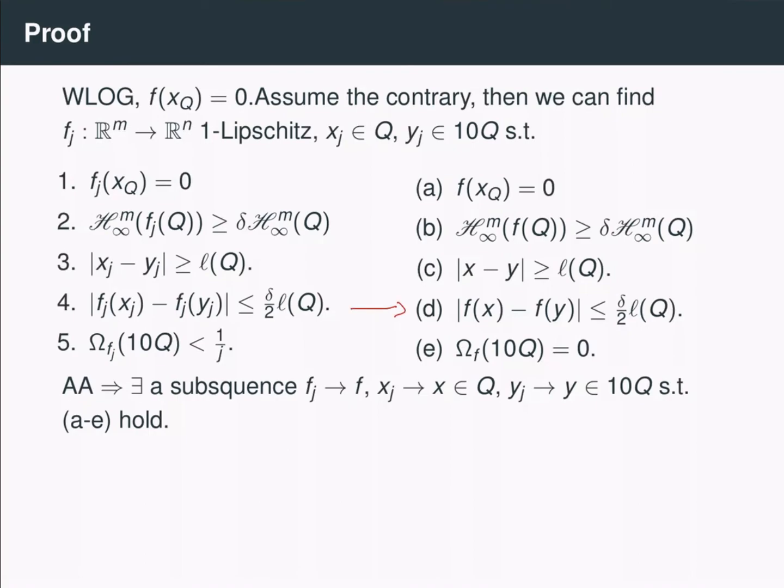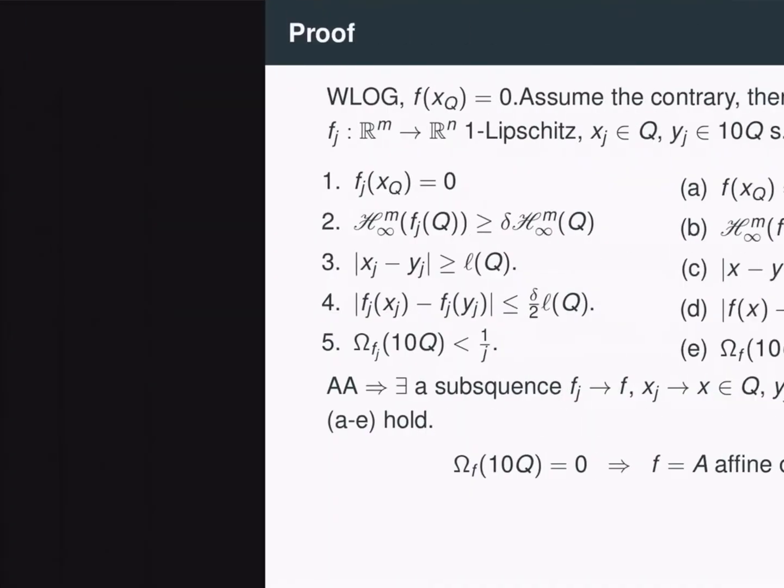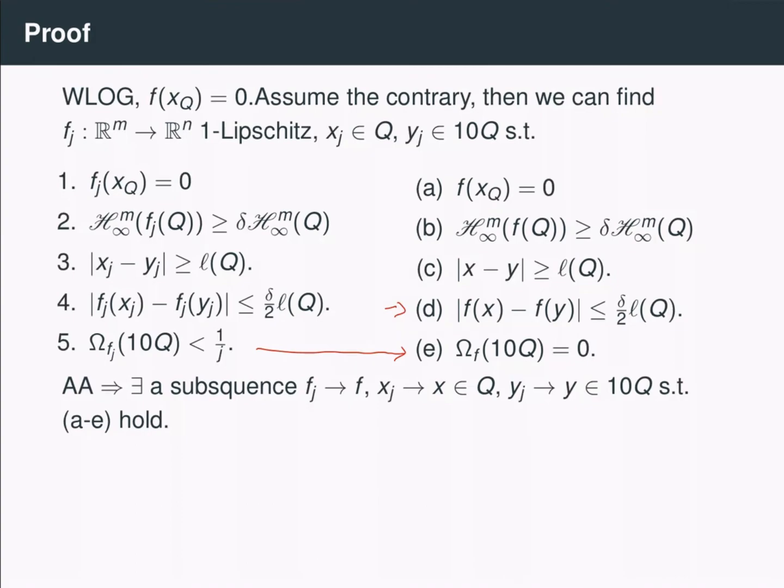And finally, because the fj's are converging uniformly on compact sets, they converge uniformly on 10q. So it can be shown that the omega numbers of fj converge to the omega number of f on 10q. And because they're all less than 1 over j, they converge to 0. Okay. But notice that if omega of f in 10q is equal to 0, that implies that f is equal to an affine map in 10q.